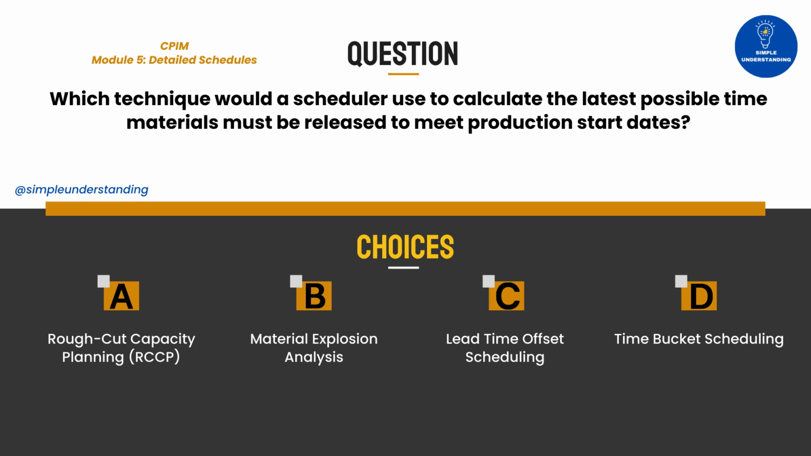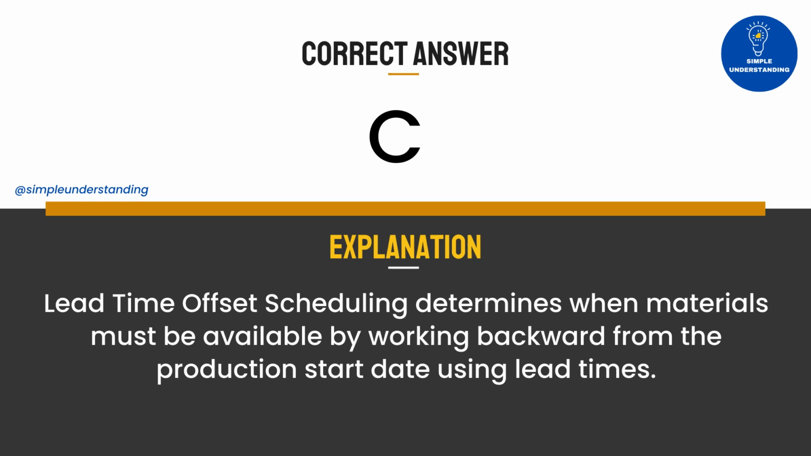Question 10. Which technique would a scheduler use to calculate the latest possible time materials must be released to meet production start dates? A. Rough cut capacity planning, RCCP. B. Material explosion analysis. C. Lead time offset scheduling. D. Time bucket scheduling. Correct answer, C. Explanation. Lead time offset scheduling determines when materials must be available by working backward from the production start date using lead times.